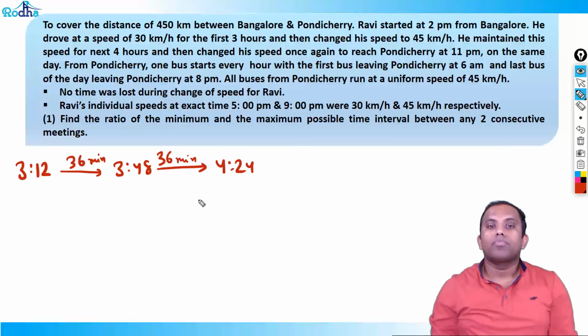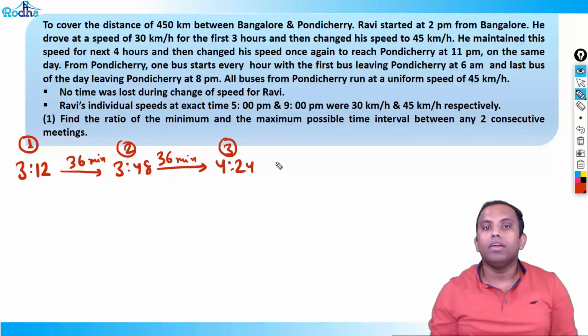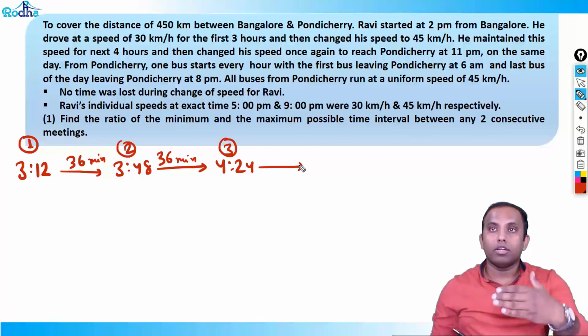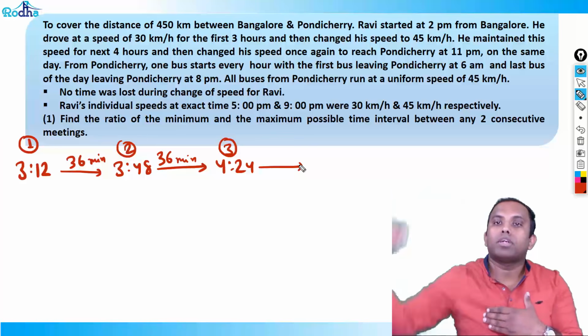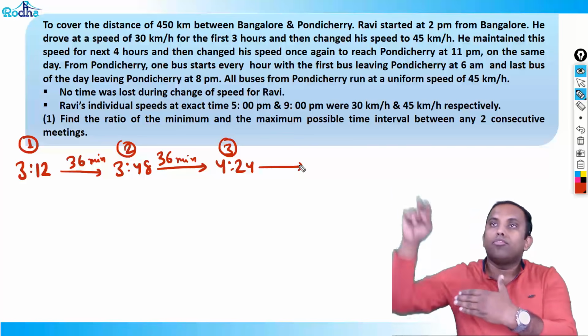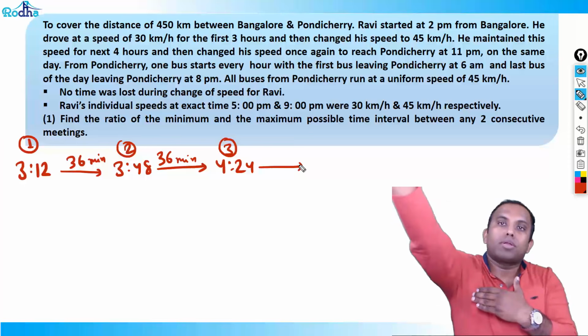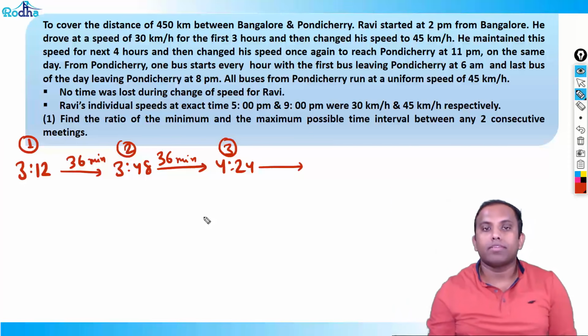Now, this is for the first bus, this is for the second bus, this is for the third bus, right? Now, the fourth bus. When the third bus crossed me, the fourth bus is at a distance of 45 kilometers from the third bus. That means at the moment when the third bus was crossing me, the fourth bus is at a distance of 45 kilometers from me. Again, how much time? 36 minutes. 45 by 75, 36 minutes, right?